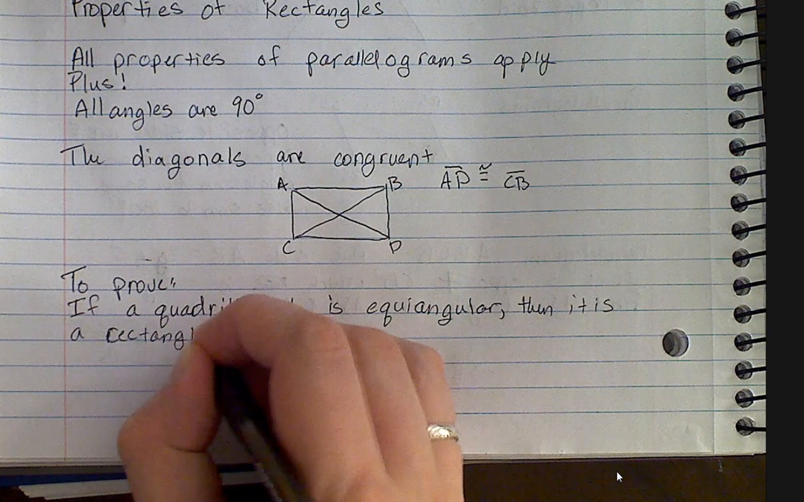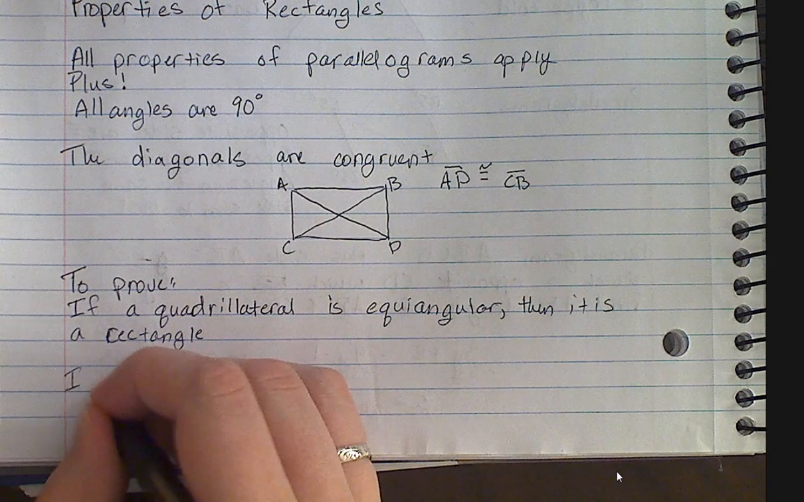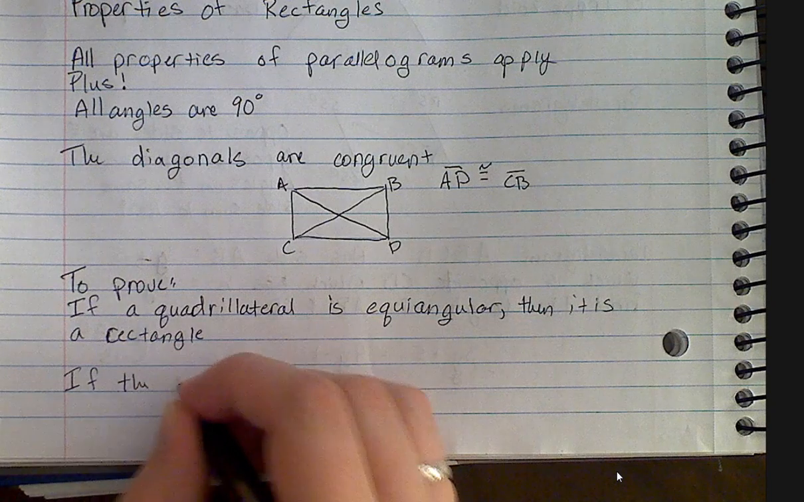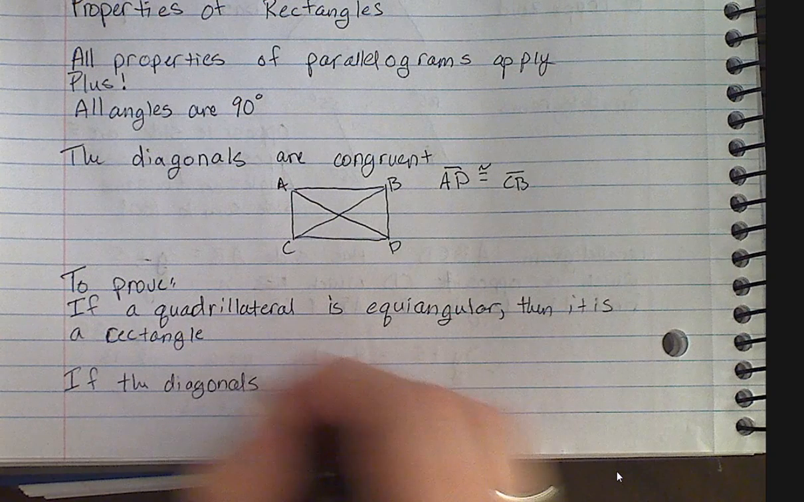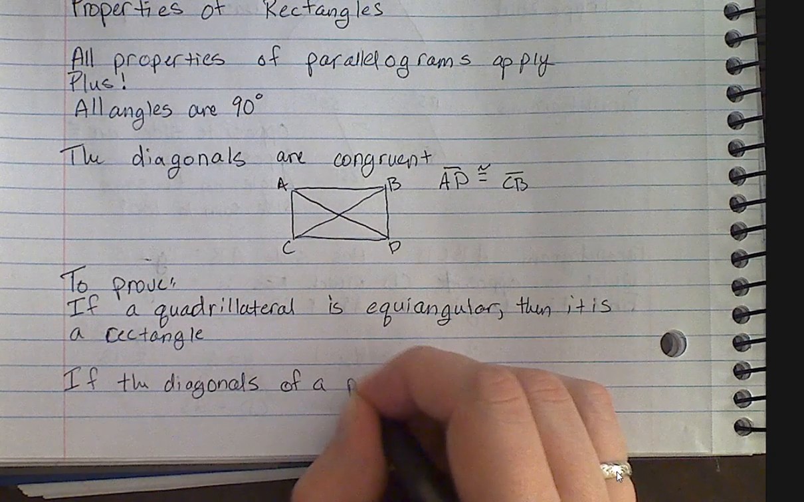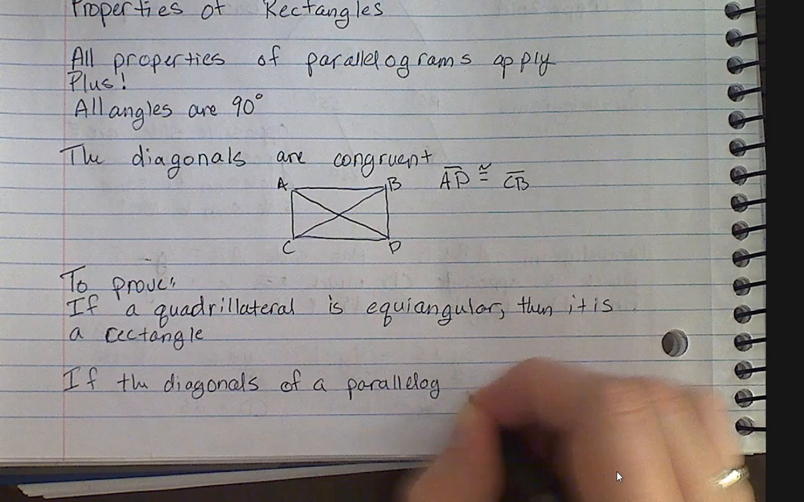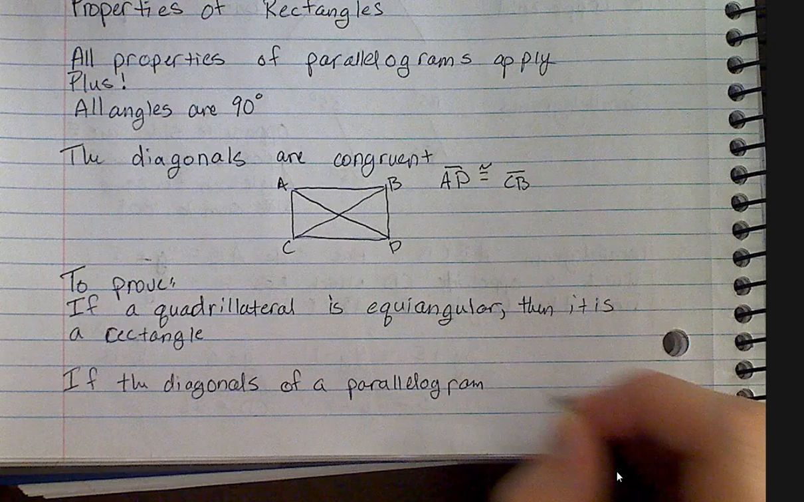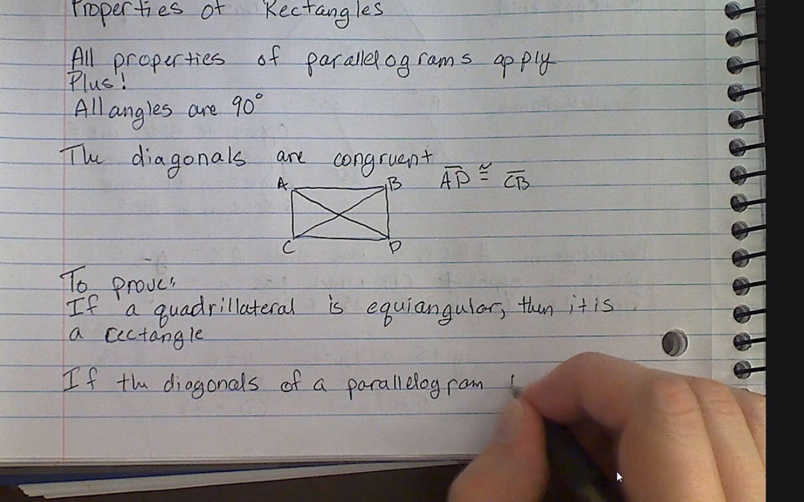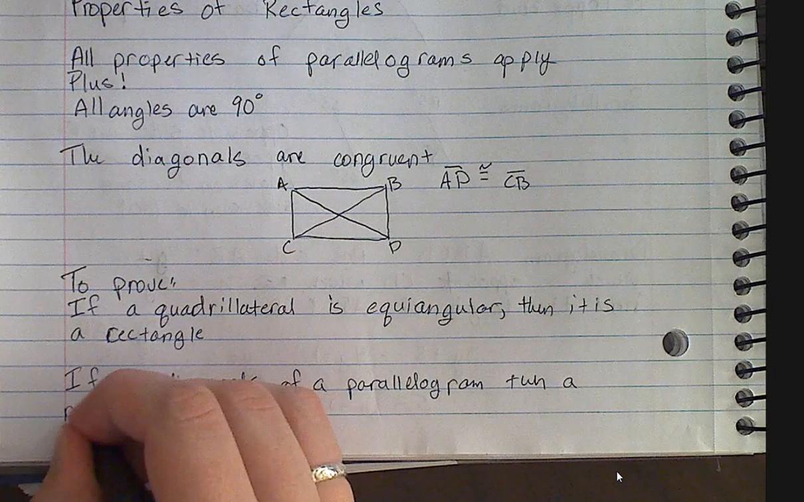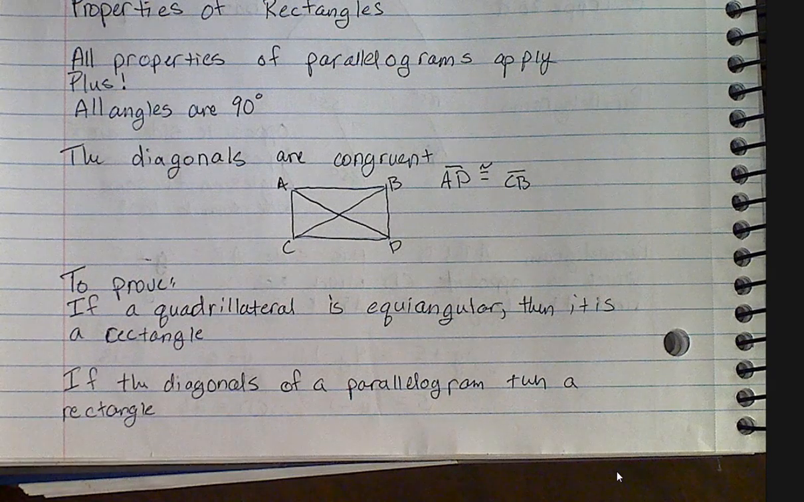Alright, the next one is: if the diagonals of a parallelogram are congruent, then it's a rectangle. So if the diagonals of a parallelogram are congruent, then it's a rectangle. If your diagonals are congruent, you might be a rectangle. Alright, so that's it for today's notes.